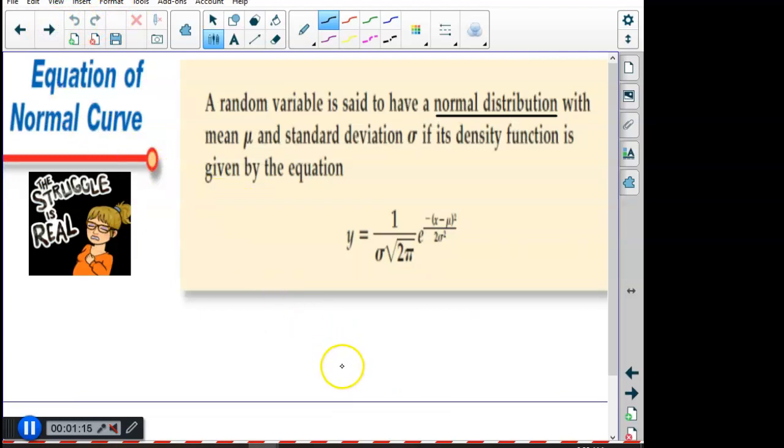I just wanted to show you this. This is the equation for the normal distribution curve. Would you like to try to put that into your calculator? Okay. It has, yeah, it's crazy.